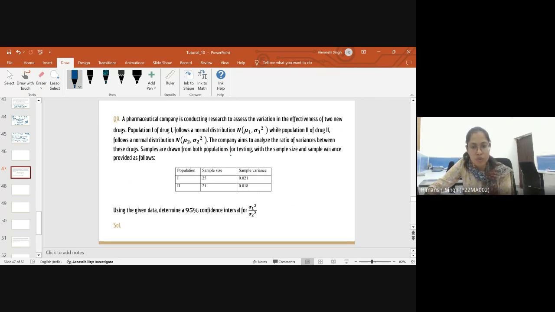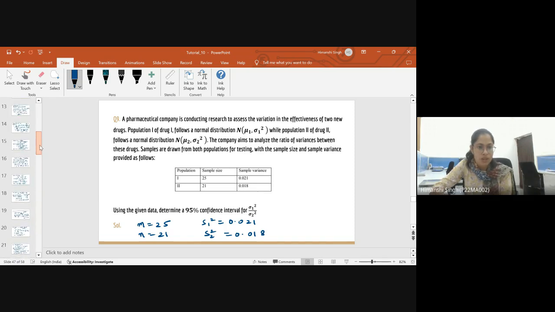Samples are drawn from both populations for testing, with sample sizes and sample variances. We have m equal to 25 and n equal to 21, and the sample variances are given: s1 square is 0.021 and s2 square is 0.01. It means the population variances are not known, and we need to calculate the confidence interval for the ratio. So let me see what the formula is for that.